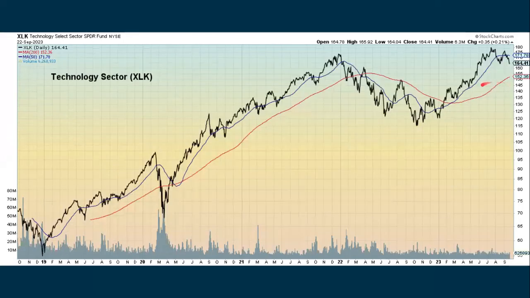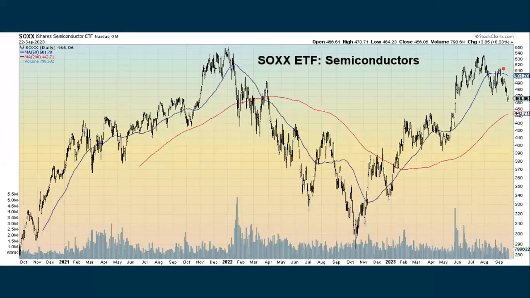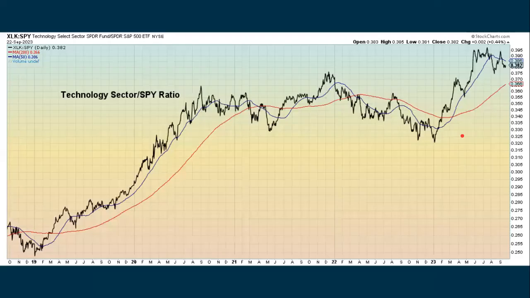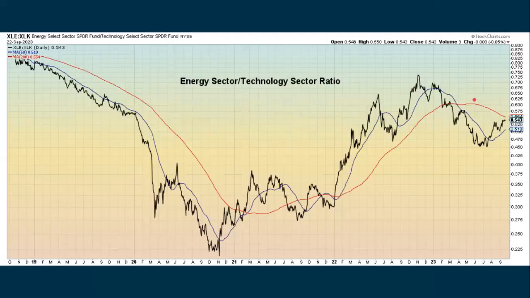We look at the tech sector, which is still in a solid uptrend, but we are seeing some recent weakness. The semiconductor, same thing: recent weakness, longer-term uptrend. And when we compare the tech sector with the S&P, we're seeing some weakness here, but still it's in a longer-term uptrend. We look at the energy sector and compare it with the tech sector, where energy has been underperforming, but seeing some recent strength lately.